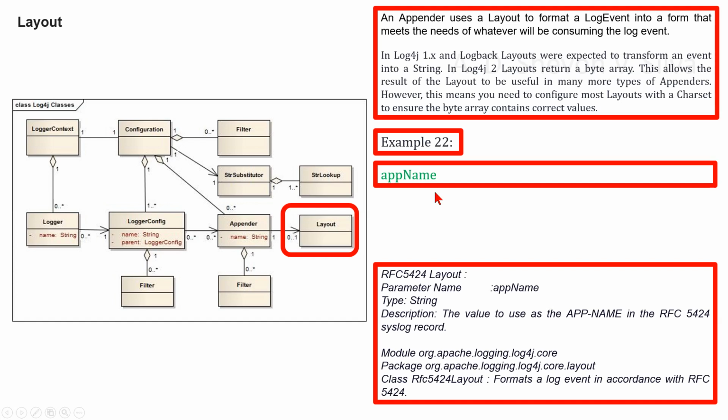appName, type string, description: the value to use as the app-name in the RFC 5424 syslog record. As the name implies, the RFC5424Layout formats the log event in accordance with the RFC 5424 enhanced syslog specification. Although the specification is primarily directed at sending messages via syslog, this format is quite useful for other purposes since items are passed in the message as self-describing key-value pairs.